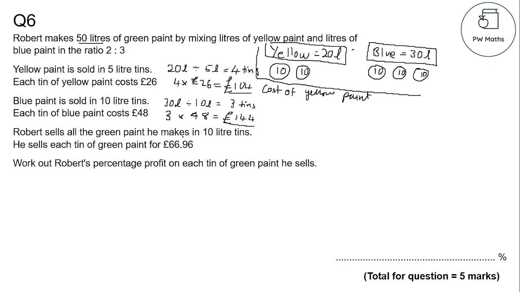Robert sells all the green paint he makes in 10 litre tins. Well, he's made 50 litres, so he has sold 50 litres worth of paint. It's sold in 10 litre tins, so he must have sold 5 tins. And we also know that he sells each tin of green paint for £66.96. 5 times £66.96. He must have made £334.80.